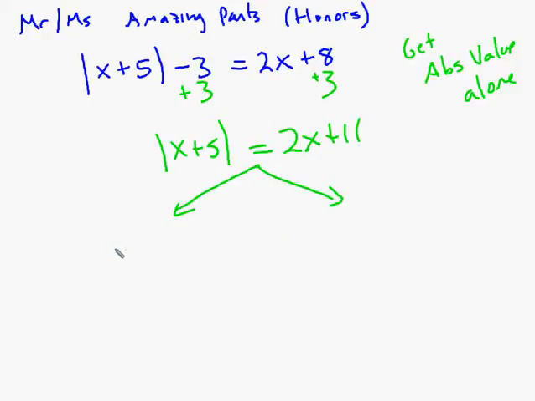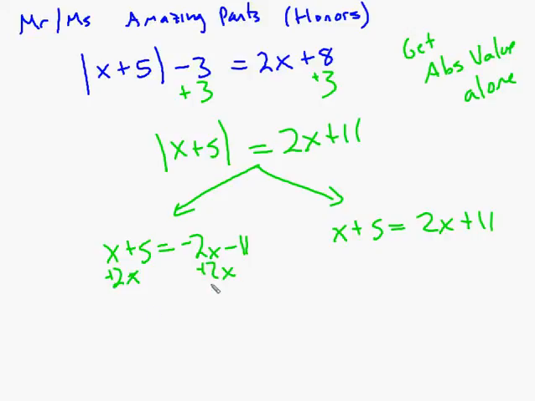So possibility 1, let's check out, is x plus 5 equals, switch all those signs. Oops, not a 10. 11. Or the positive version, keep all the signs the same. Now I solve both of these. How would I solve this one? Subtract 5. Or you could add. Let's add the 2x first. Get the variables to one side first. Now what? Subtract 5. And then divide by 3.